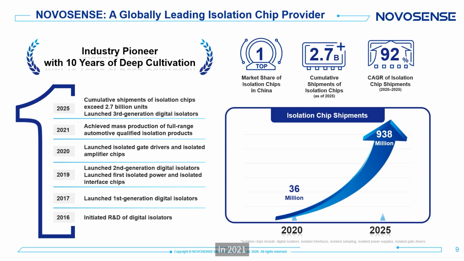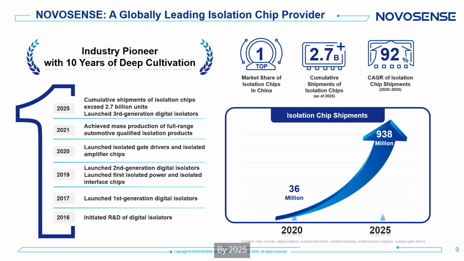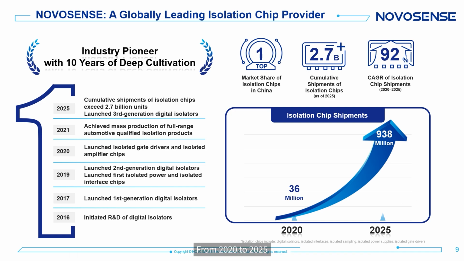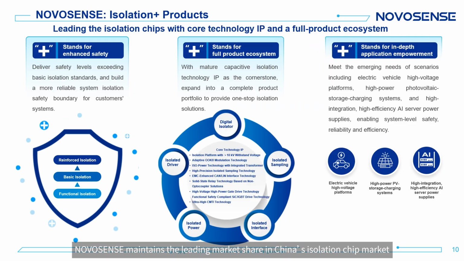In 2021, we achieved mass production of a full range of automotive-qualified isolation products. By 2025, cumulative shipments of NOVOSENSE isolation chips had exceeded 2.7 billion units. From 2020 to 2025, isolation chip shipments achieved a compound annual growth rate of 92%. Today, NOVOSENSE maintains the leading market share in China's isolation chip market.